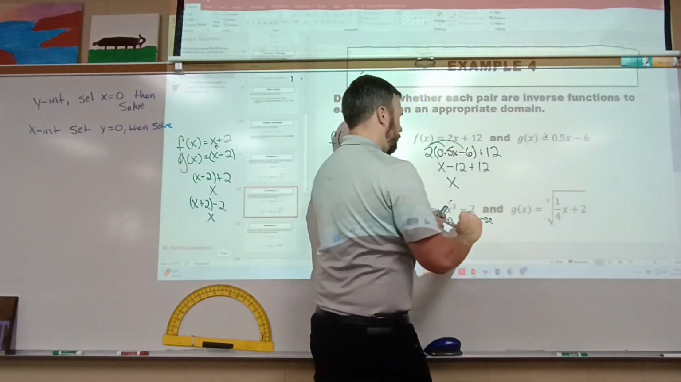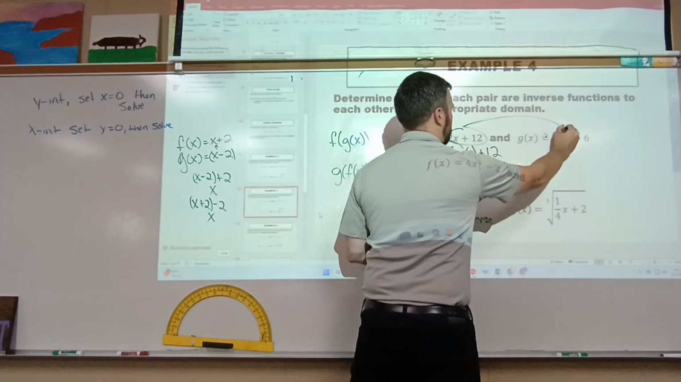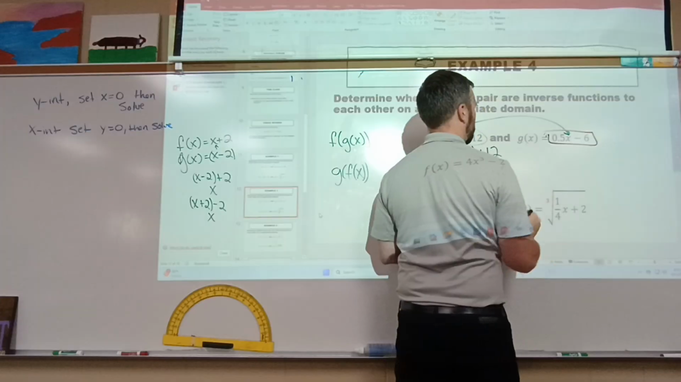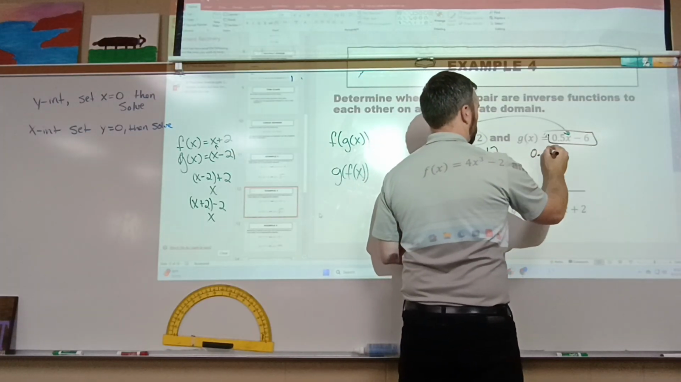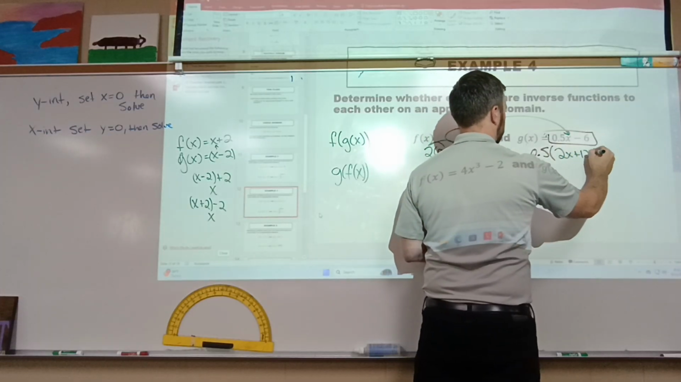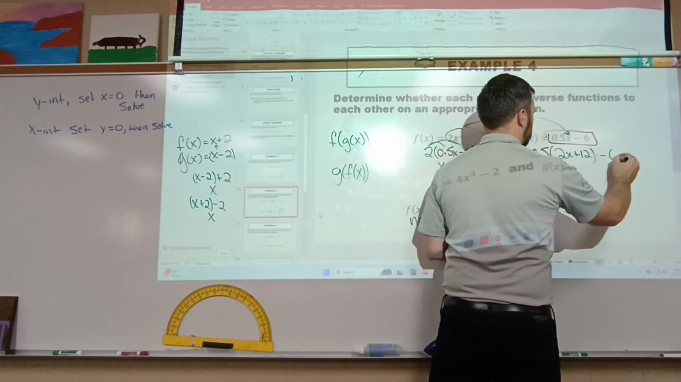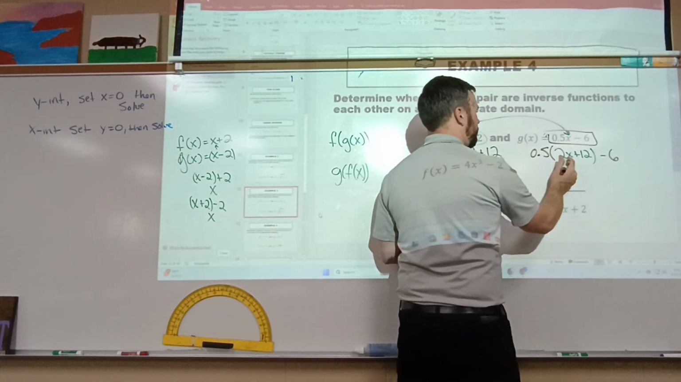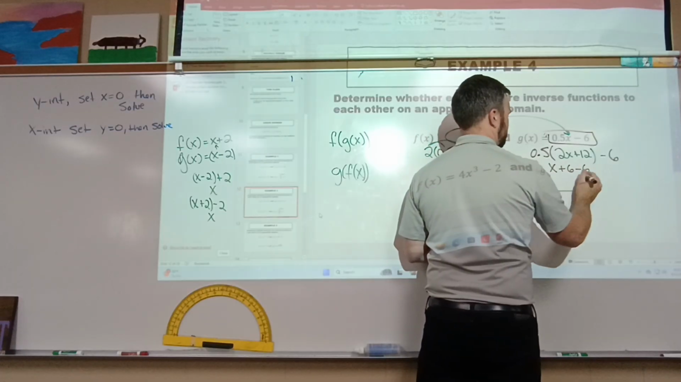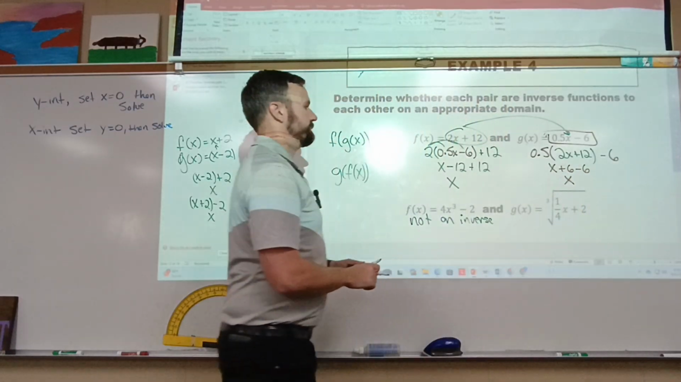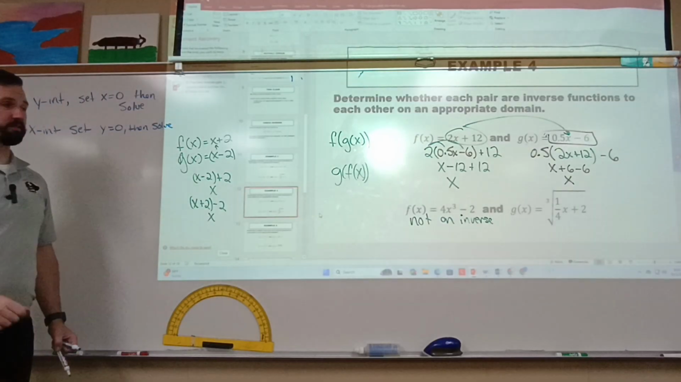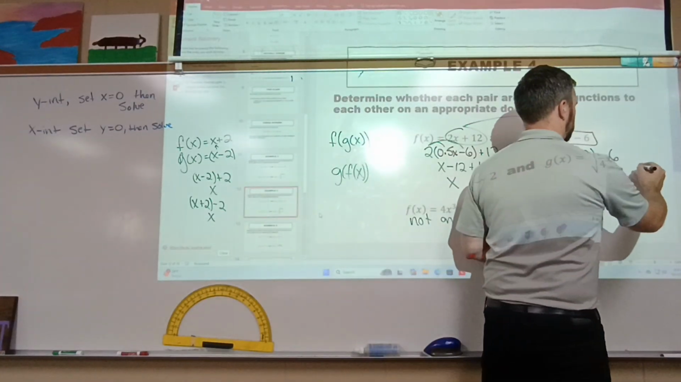Okay. Now we have to try the opposite. We're going to put the green into the brown one. We'll keep it consistent. So 0.5 times 2x plus 12 minus 6. 0.5 times 2 is 1. 0.5 times 12 is 6. So I got x on both sides. So that one is, yes, inverse.